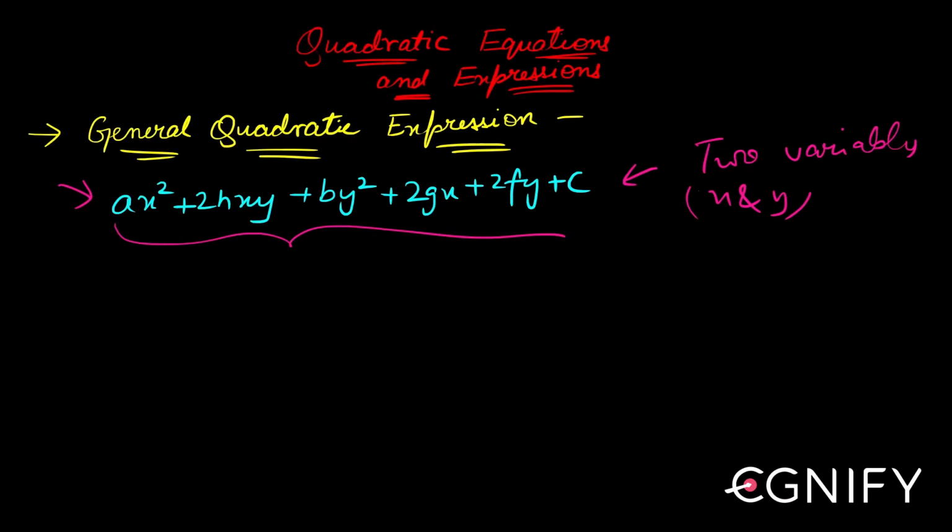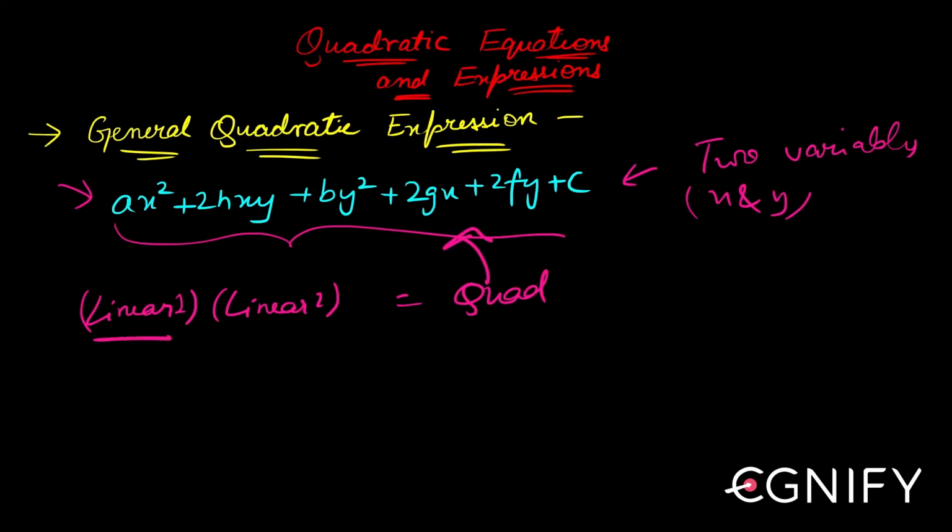This can represent your circle, parabola, ellipse, hyperbola, straight lines, everything, right? So whenever you have this general quadratic expression, you can sometimes convert it into linear 1 into linear 2 equal to 0 form. So this is your quadratic form. If you can convert it into the equation of two straight lines as a product of two straight lines, then you can solve those straight lines separately, right?